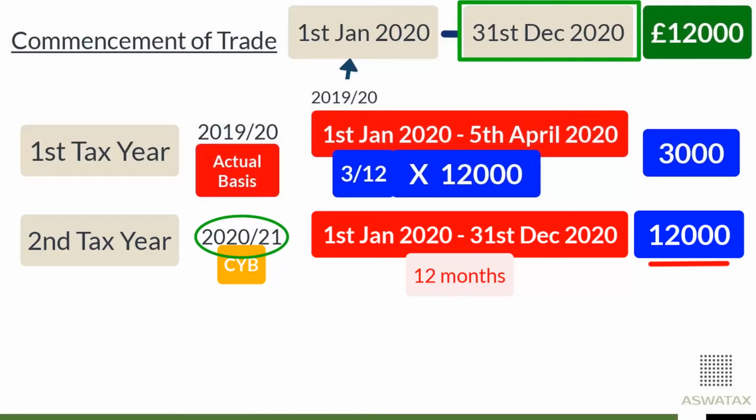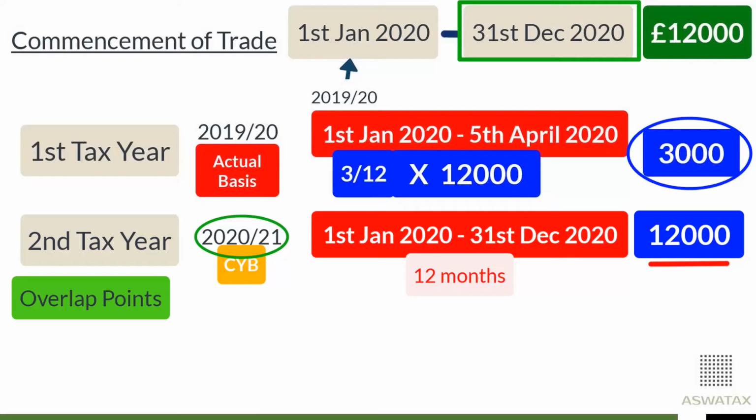Now, this is where the disconnect happens, and this is where overlap profits come into play. Because if you think about it carefully, 3,000 has been taxed from 1st Jan to 5th of April in 2019-20. 12,000 has been taxed in 2021, but it's coming from 1st Jan again to 31st December. So 3 months, you can already tell, has been taxed twice. So that would be your overlap profits, £3,000. There are 2 ways to check this.